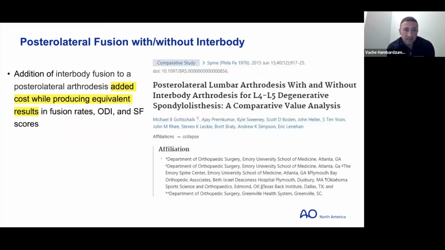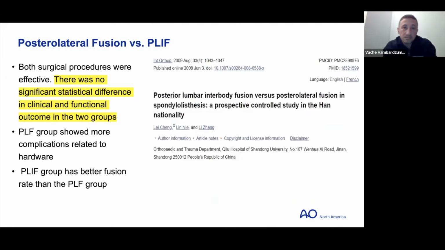Again, a study comparing posterolateral fusion alone with interbody. Here, the authors concluded that there are no significant differences between the two groups. The only thing is that interbody devices add cost while producing no better results. Next, please.